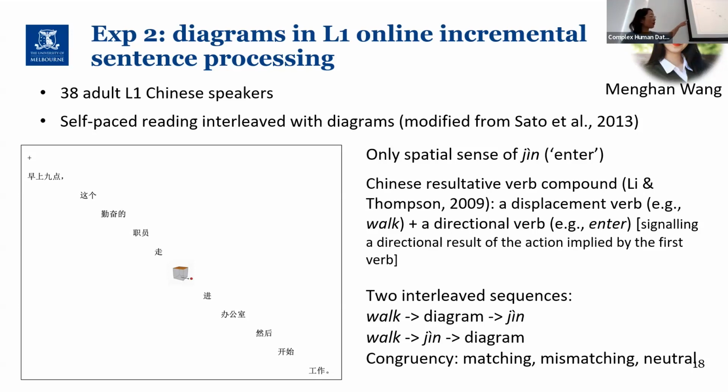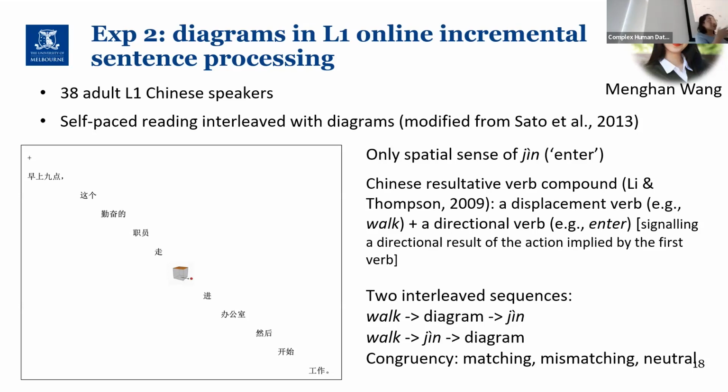In this task, we have two conditions, two interleaved sequences. Either we put the diagram after the displacement verb, so here, this is the displacement verb walk. Right after the walk verb, they see the diagram, this is an out of diagram, and then they see enter. The prediction here is that we don't really expect them to show any effect, because just seeing walk shouldn't yield any path, since the path is shown after the diagram.